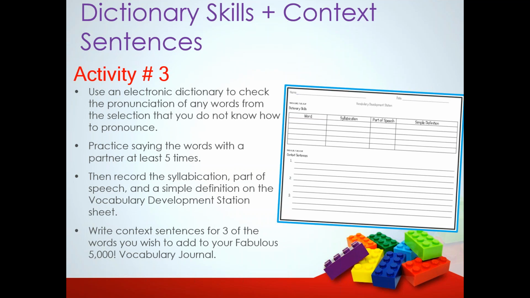You see here where I have a routine of what the kids would do. So they would use an electronic dictionary to check the pronunciation of any words from the selection that they don't know how to pronounce. They're going to practice saying the word with a partner. And then record the syllabication, part of speech, and simple definition. That's also in their essays. Then they would write context sentences for three of the words that they wish to add to their fabulous 5,000 in their vocabulary journals.